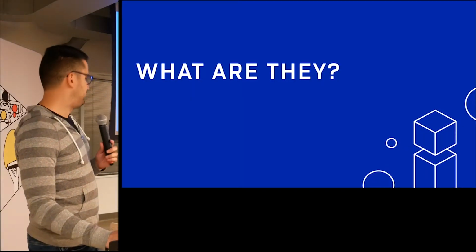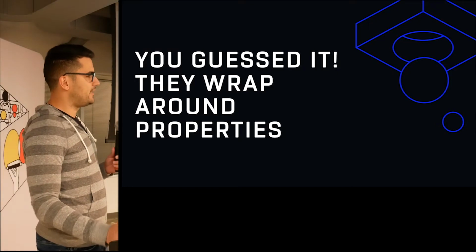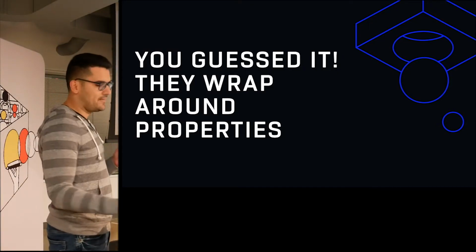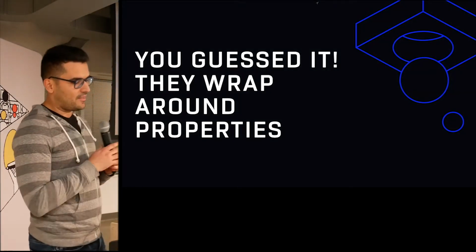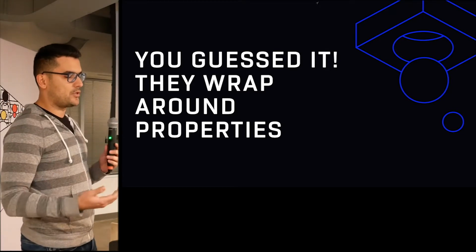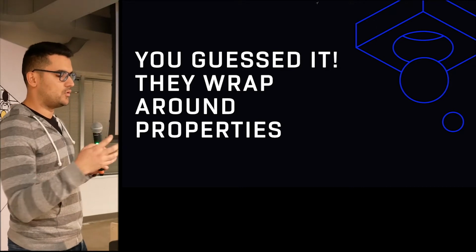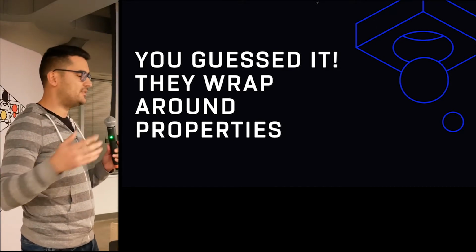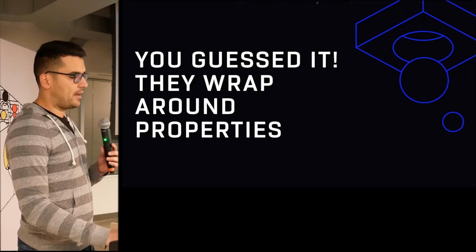What are they is pretty straightforward. I'm pretty sure you guessed it right now. It's actually something that wraps around a property, and that's pretty much it. But the longer explanation is that the compiler is creating a shadow type around your property. So it's transforming what you think is a string or an int or whatever into a wrapped value.